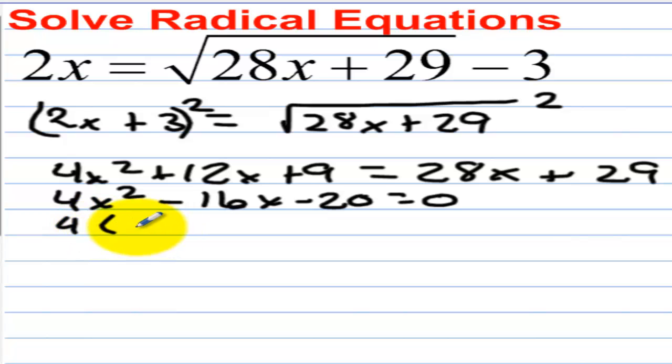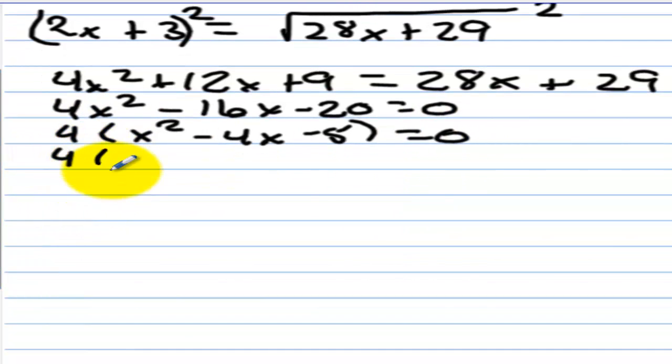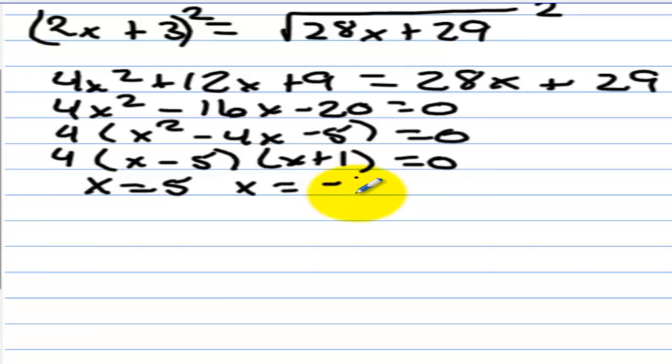We can factor out a 4, and we get x squared minus 4x minus 5 is equal to 0. And then we can factor the quadratic. We have x minus 5 and x plus 1 equal to 0. So x equals 5 and x equals negative 1.